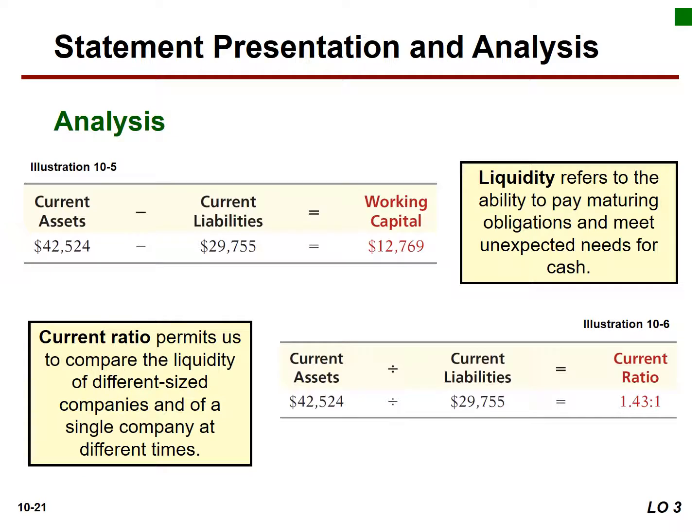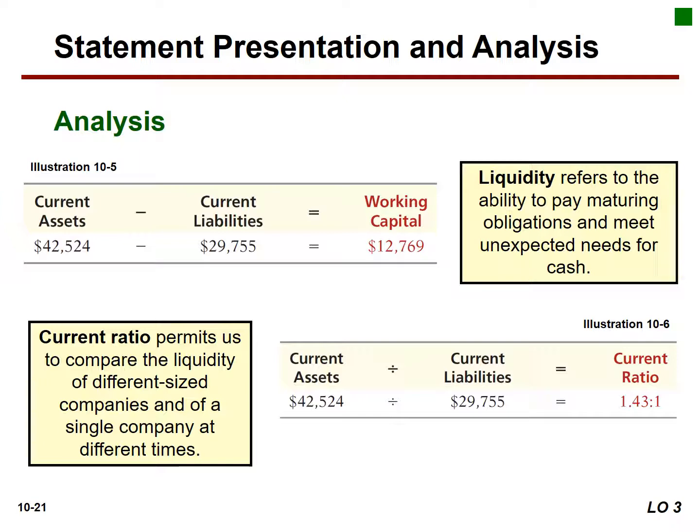Okay, this slide shows calculation of what's called working capital and a liquidity ratio called the current ratio. Working capital is calculated by taking your total current assets and subtracting your current liabilities. That shows that this company has working capital of $12,769. So they have $12,069 current assets above their current liabilities. The current ratio is current assets divided by current liabilities. It basically says for every dollar of liability, we have $1.43 available in our current assets.